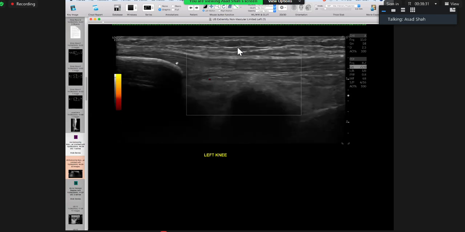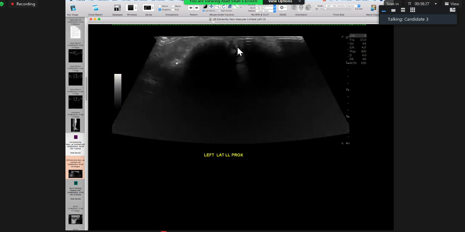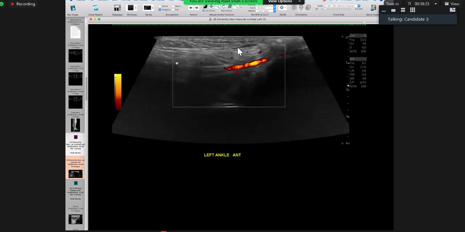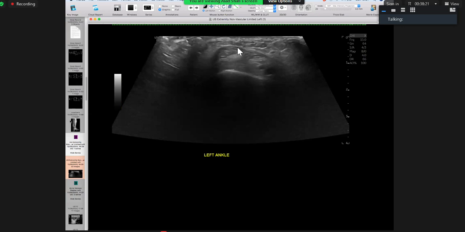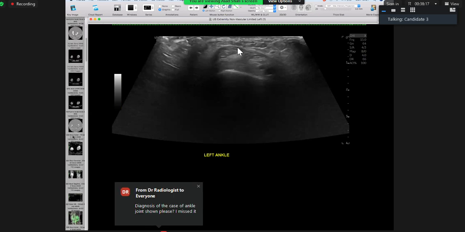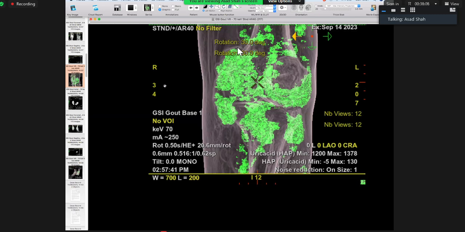Sometimes it's very difficult, right? All of a sudden, this seems to be thickened synovium, which is filling the articular surface instead of a free fluid or joint effusion. So we aspirated about 30 ml of milky fluid from the knee. So what is this? This is the CT we did.